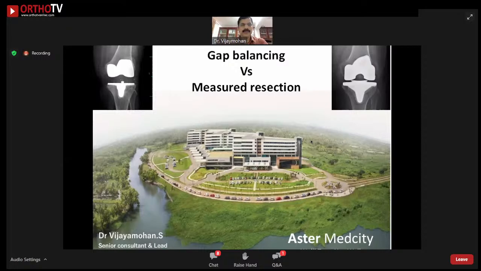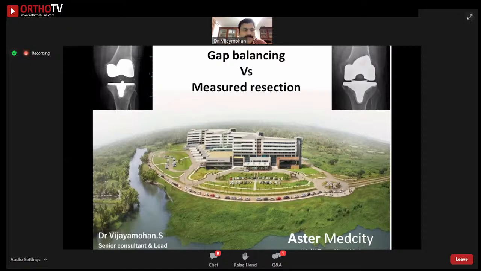Is the slides visible now? Yes, visible. Okay, thank you. So basically, my topic of discussion is gap balancing versus measured resection. We have just covered the pre-op planning, how to open the knee, what are the basic alignments we should look at, and how we need to get a proper alignment.